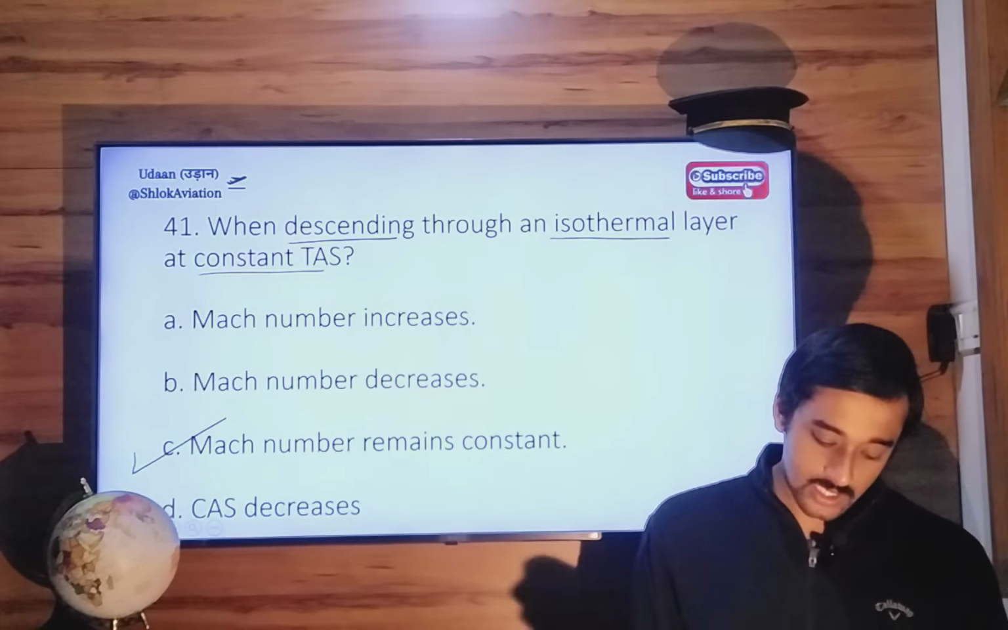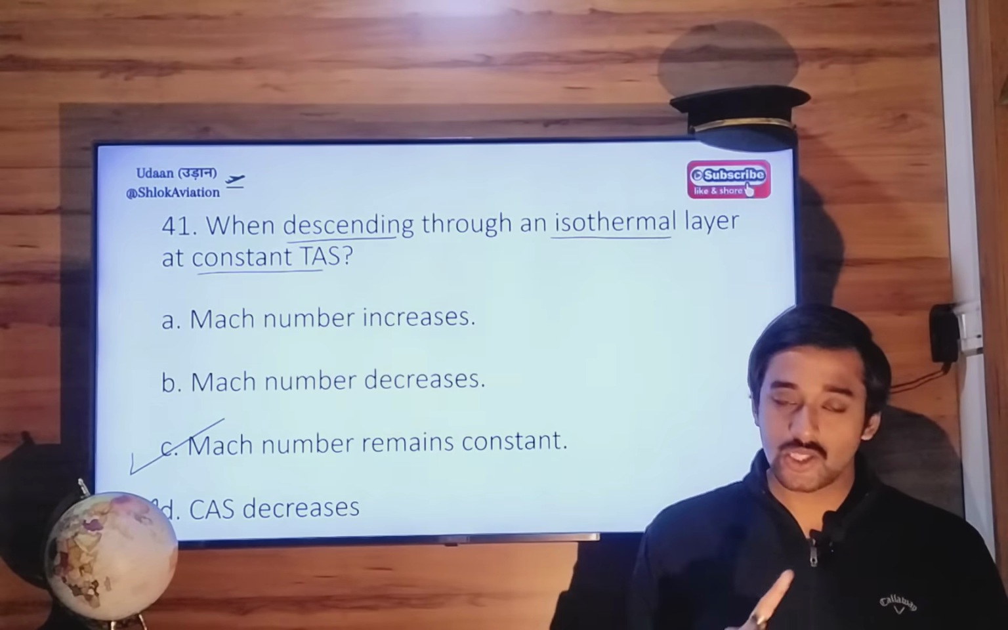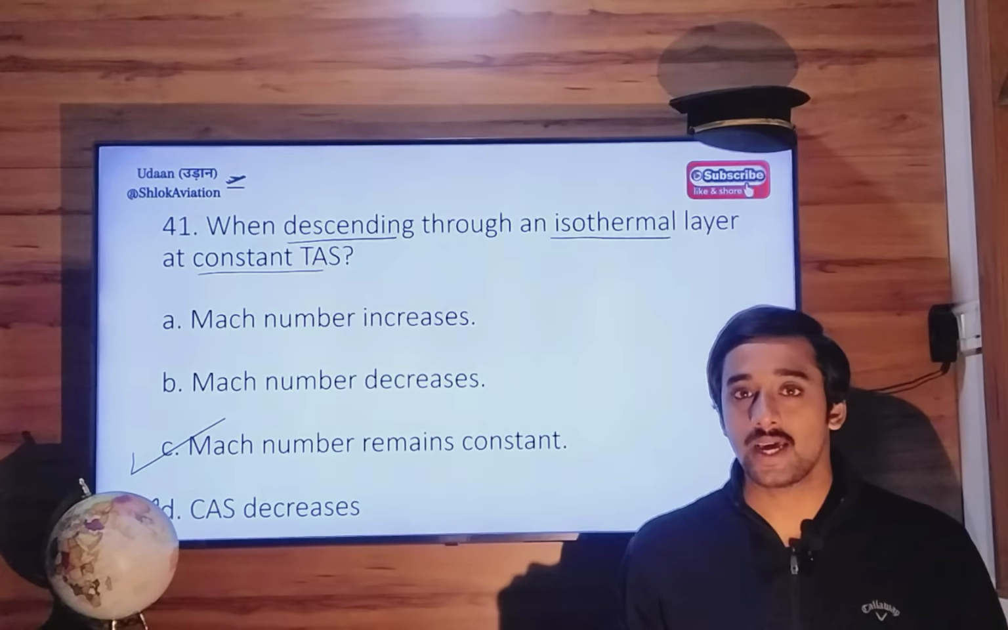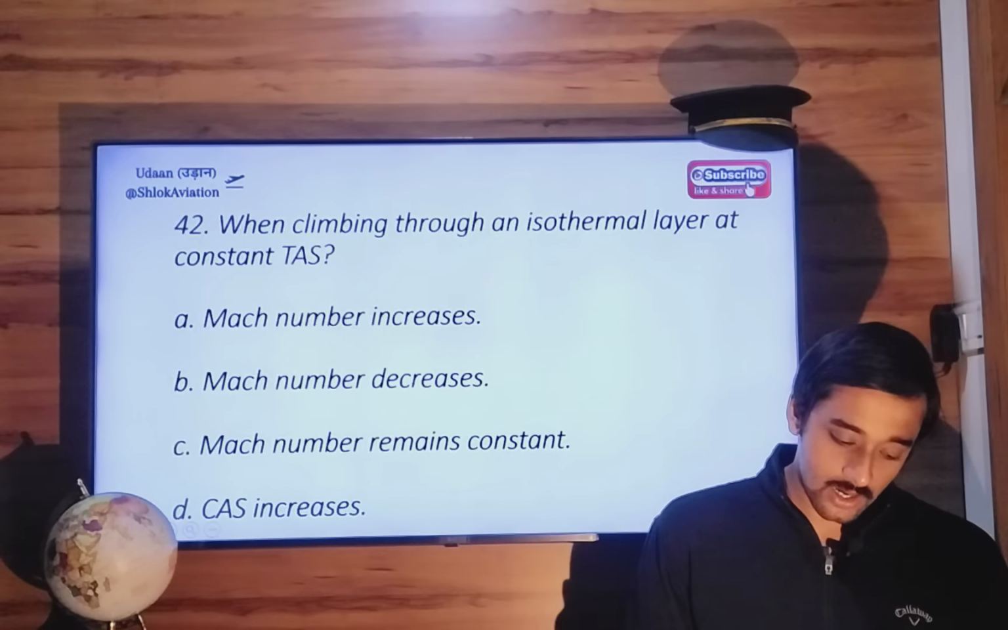But here the option states calibrated airspeed decreases. So that is wrong. It will decrease when you are climbing at constant true airspeed. Okay. So Charlie is the right one.